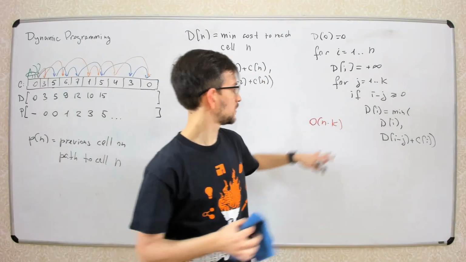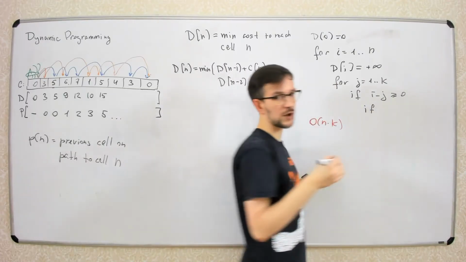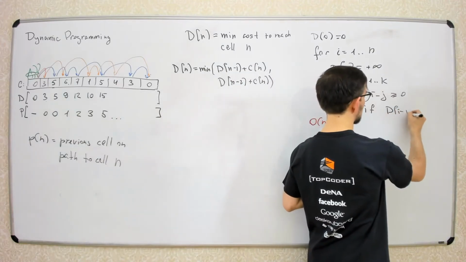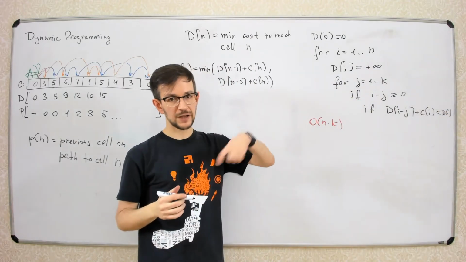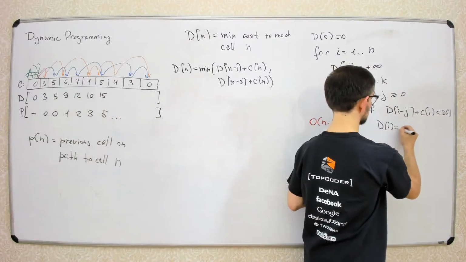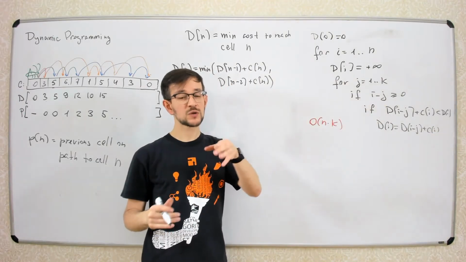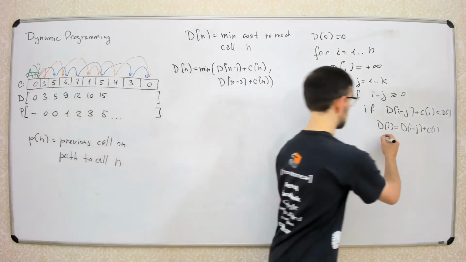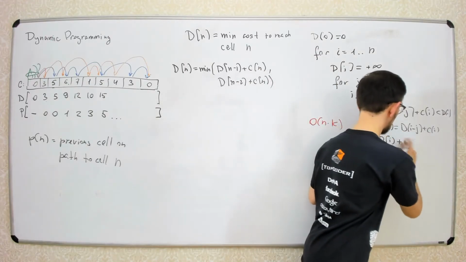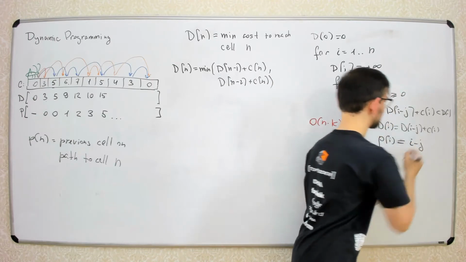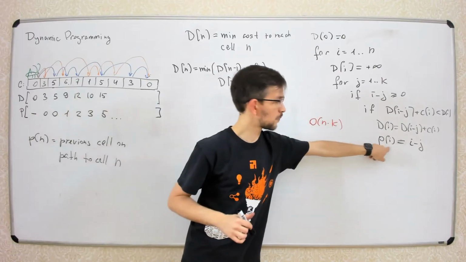So let's update our code a little bit. What's happening here? We say that if the new variant, d of i minus j plus c of i, is less than the current element of i, then we update this minimum and save the previous element. We save the way we got this minimum. So we get this minimum of i by moving from cell i minus j. And now in the end we just move from the last cell to the first cell using these pointers.